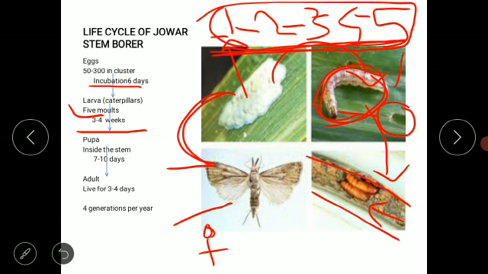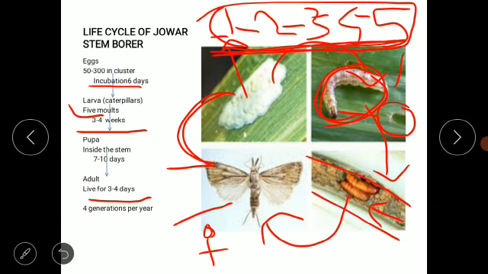Now after that, the pupa develops into the adult, either male or female. The adults live for 3 to 4 days. They remain alive for 3 to 4 days. Then the process of copulation takes place, and after that the female lays eggs.